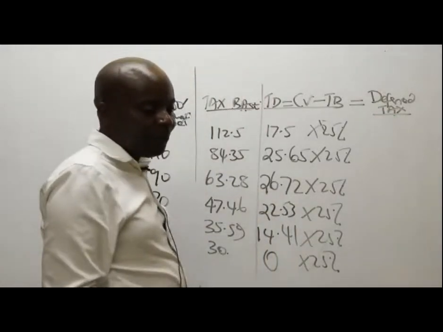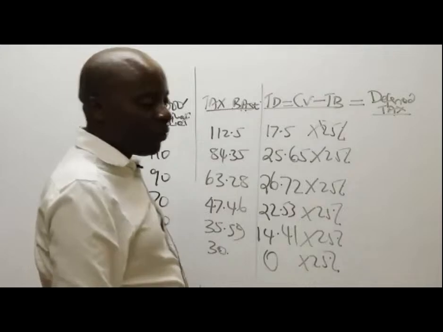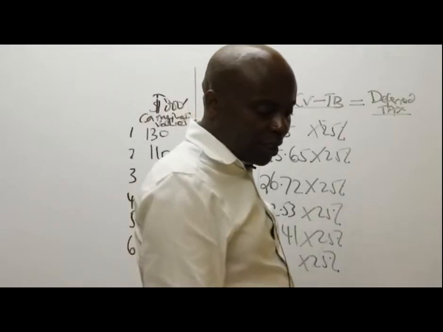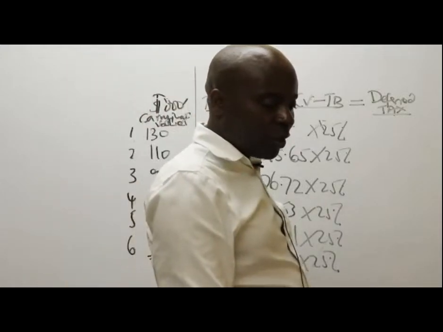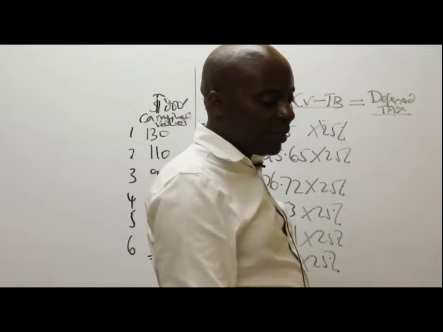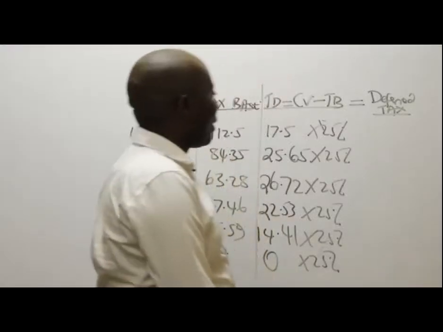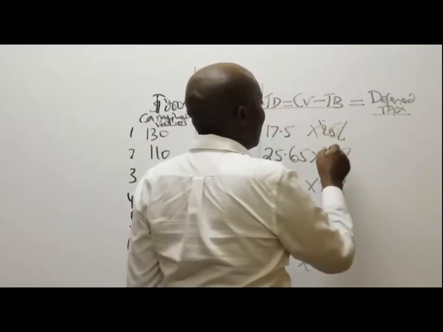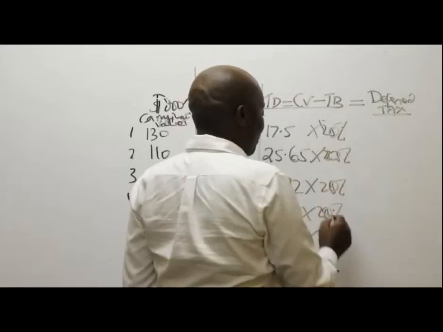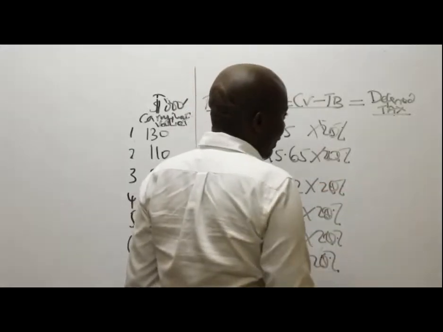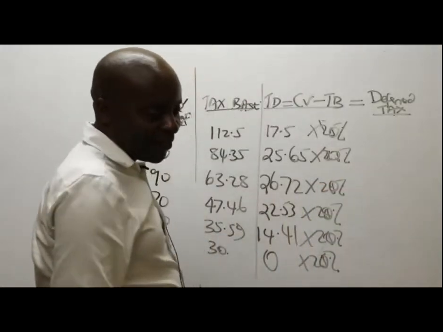Deferred taxation. Wamekataa sio 25%. Na napinga sasa. Sisi tuko na msemo ukweli hapa. Mbona sasa nyinyi mnapinga na sisi ndio tuko na msemo ukweli? Sisi ndio tunasema ukweli. Sio nyinyi mnasema ukweli. It's 20%. The 25% was the capital allowance. You guys have misled me, but I forgive you. In effect, we're 20% your tax rate. All right?